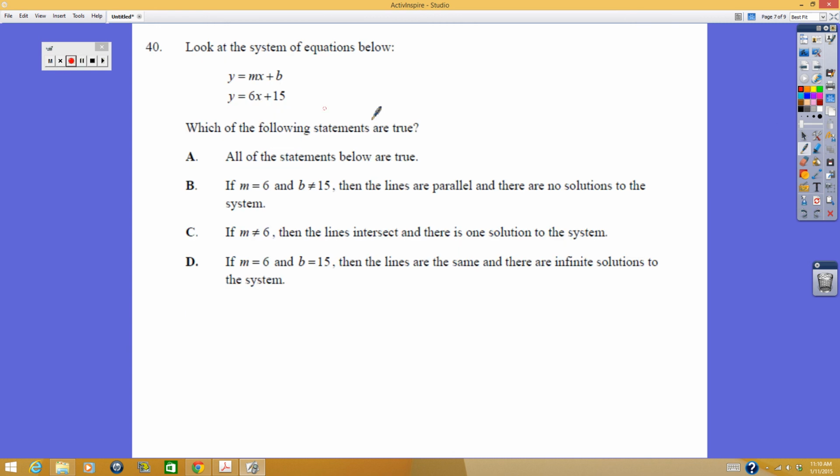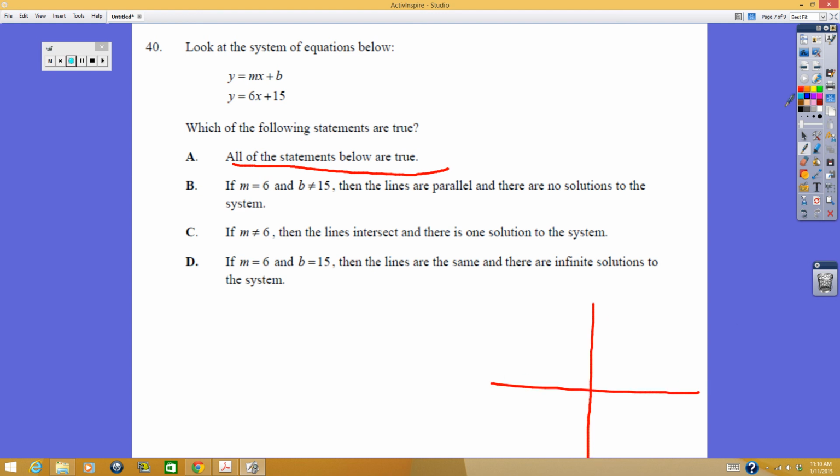Alright, number 40, look at the system of equations below. y equals mx plus b, y equals 6x plus 15. Alright, this is tough. You have to figure out which of these statements are true. A we'll come back to because they're saying basically that all the statements are true. B, C, and D.